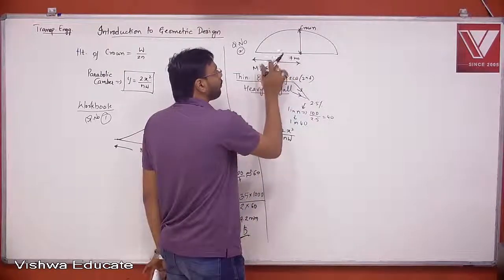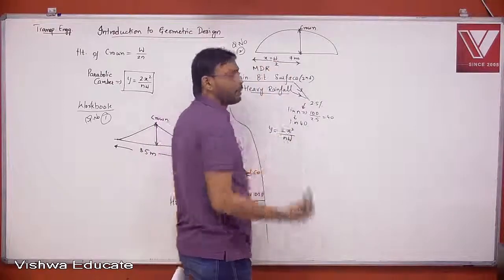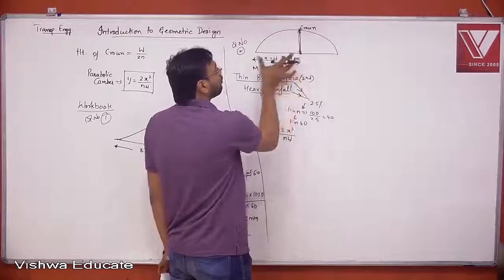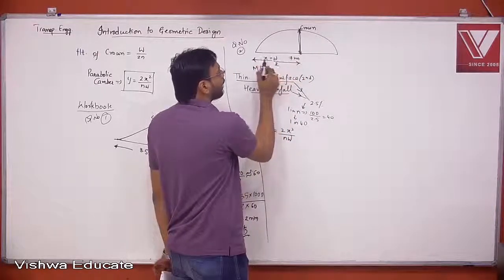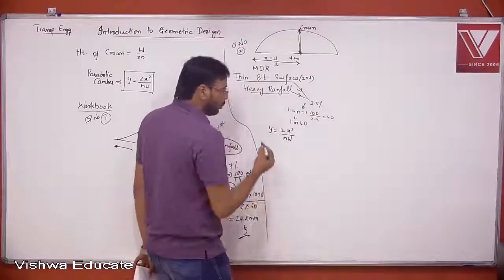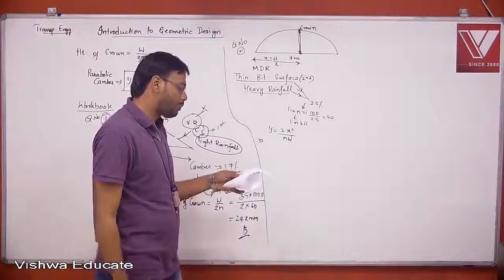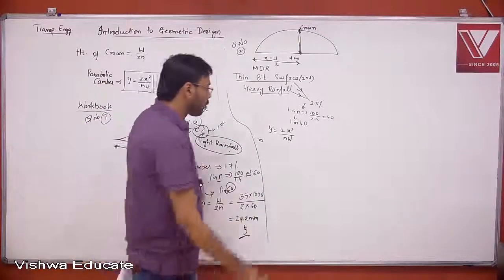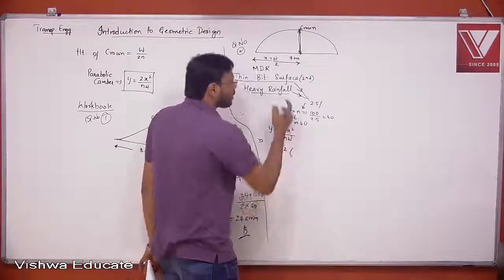At a distance of W by 2, so my x is W by 2. Right or not? My crown for the parabolic camber will be half the width of the road. So x is W by 2, and here my options are in mm, so I take the values also in mm. So y is equal to 2 into x, where x is W by 2.